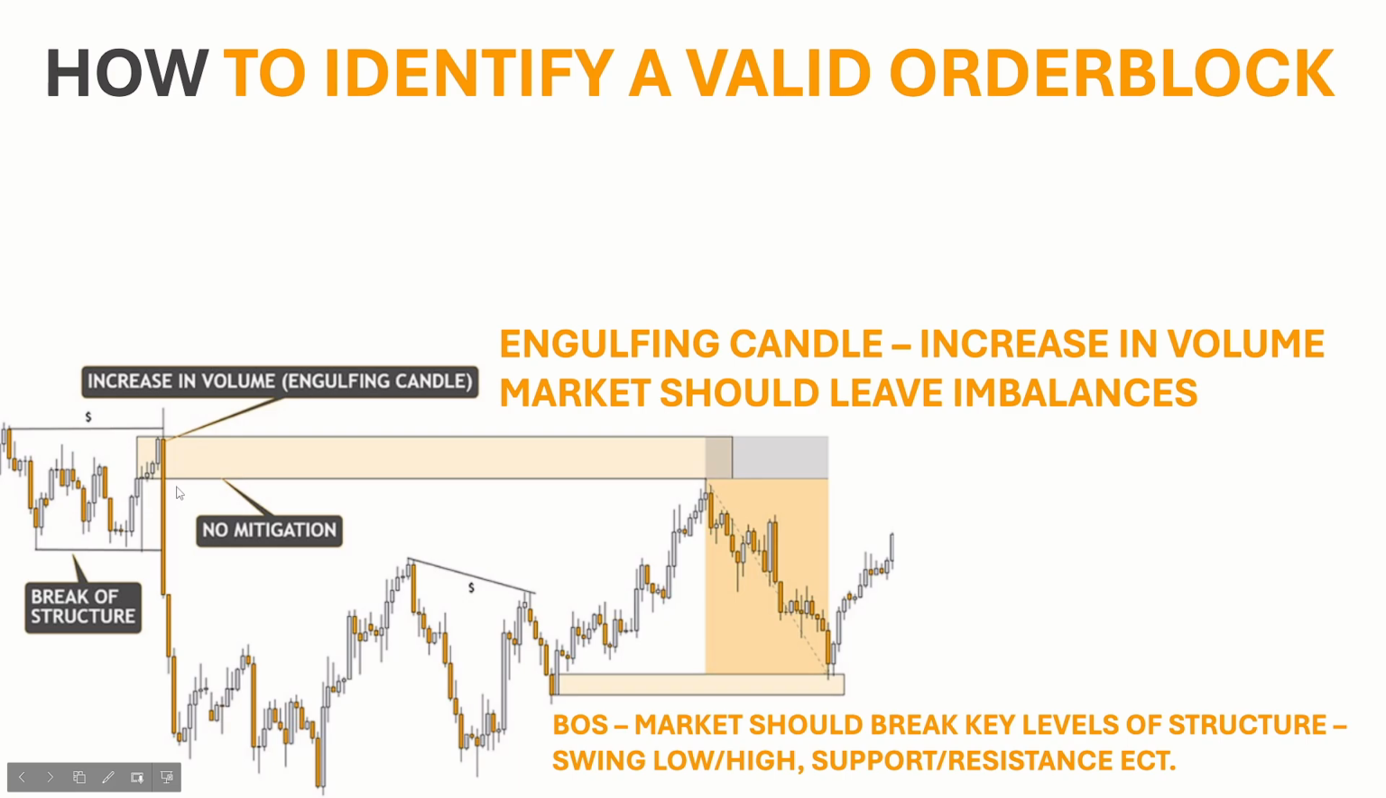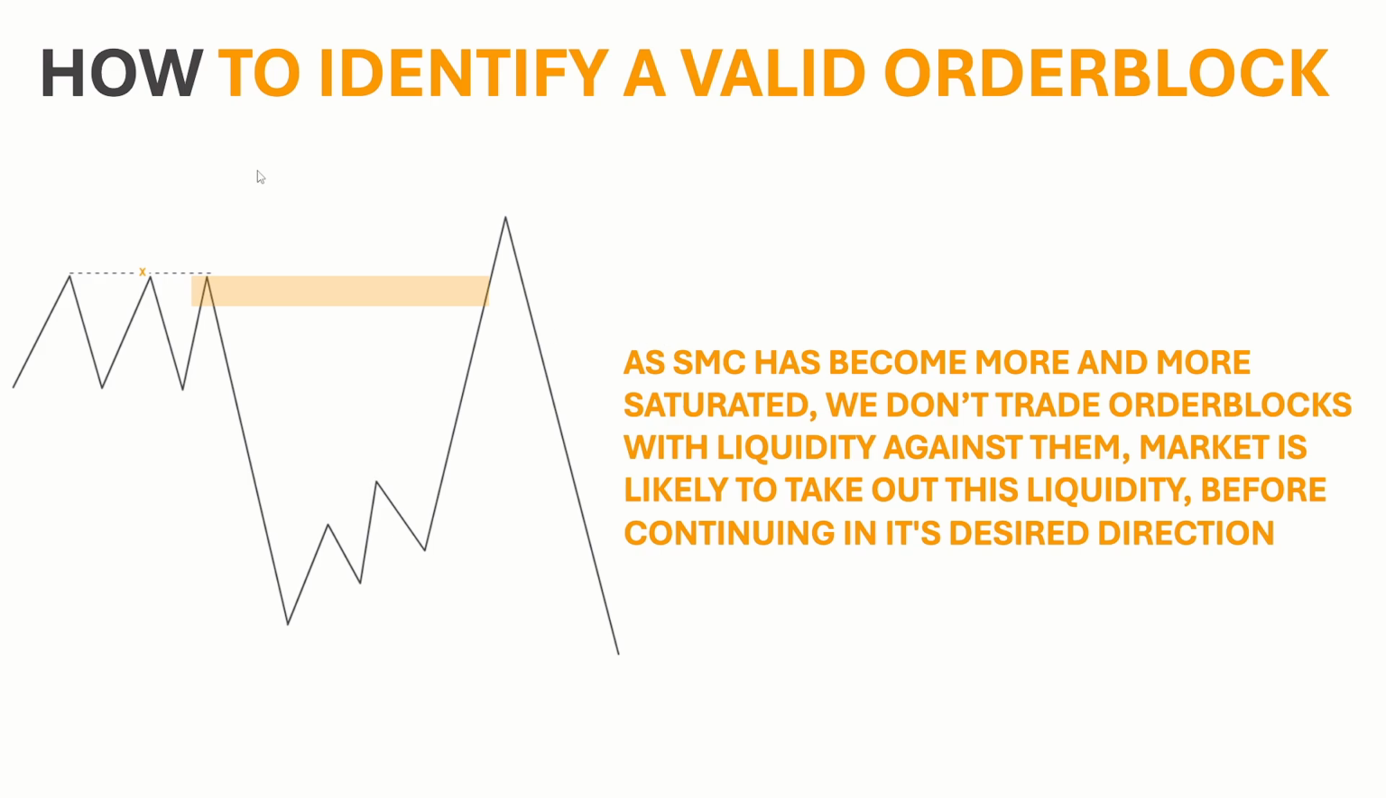So for example, this is our bearish order block. If there's no break of structure, we cannot tell if the market wants to move bearish. So we would not take an order block without a break of structure. And to add, we do not take order blocks that have liquidity against them. As smart money concepts has become more and more saturated, we do not trade order blocks with liquidity against them, as the market is likely to liquidate these equal highs before continuing in the desired direction. So do not take order blocks with liquidity against them.